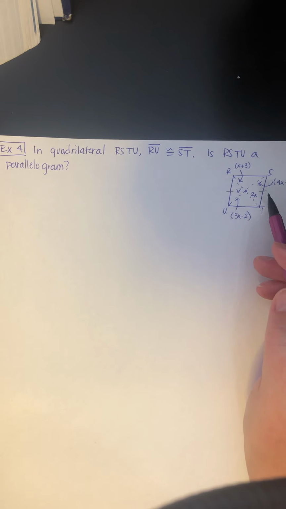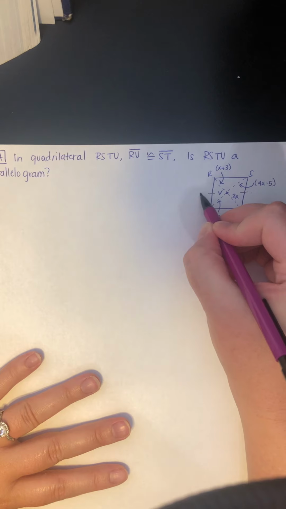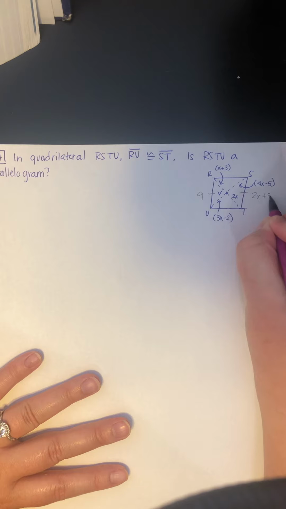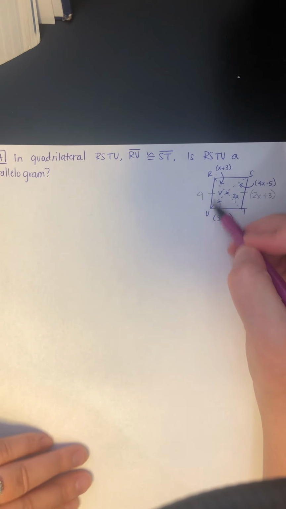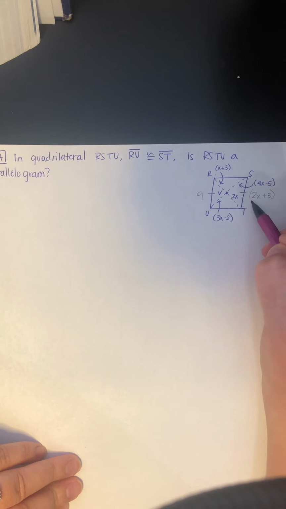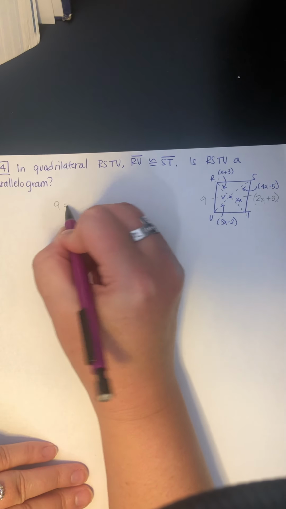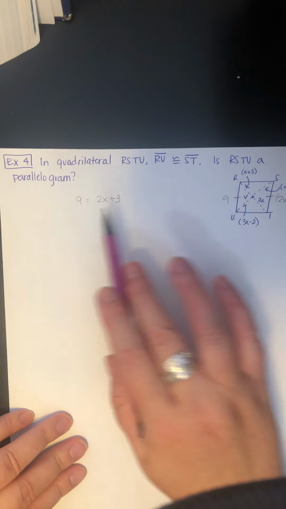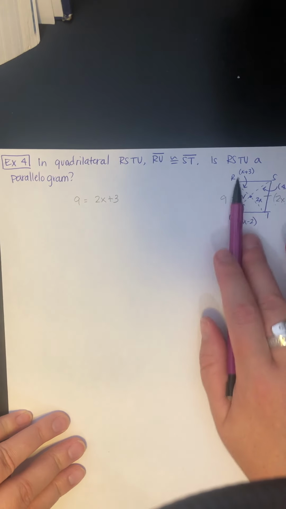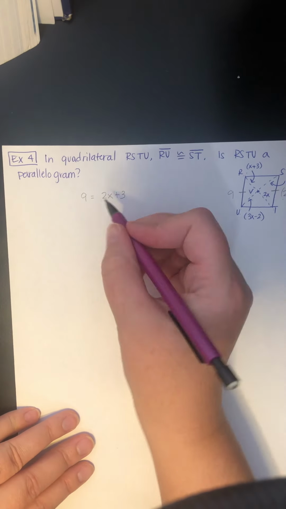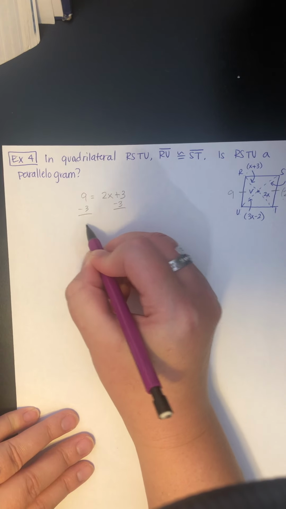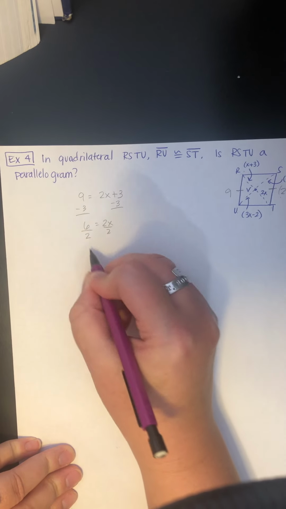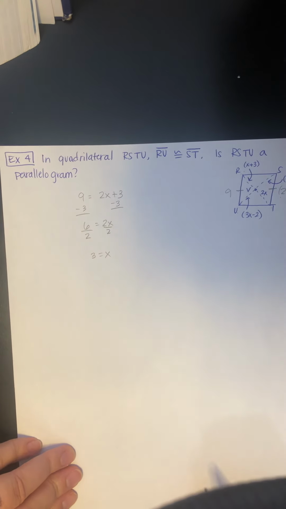I'm sorry, I didn't write all of the numbers on the outside. 9, I was trying to figure out how we were going to solve. And 2x plus 3. So the length of RU is 9, and the length of ST is 2x plus 3. Okay, we can say that they're equal to each other because right here it tells us that those sides are congruent. Solve for x by subtracting 3 from both sides. 9 minus 3 is 6. And you have 2x on the right. Solve for x by dividing by 2. 6 divided by 2 is 3, so x equals 3.